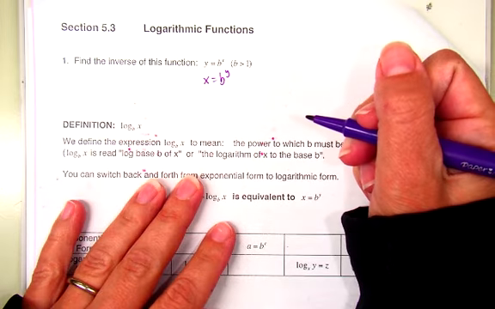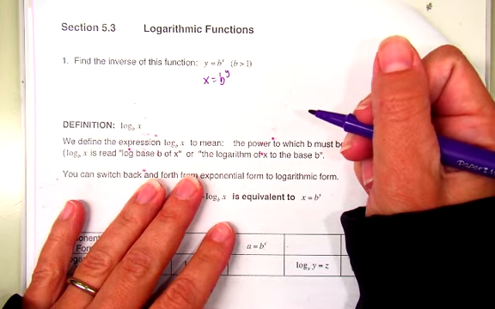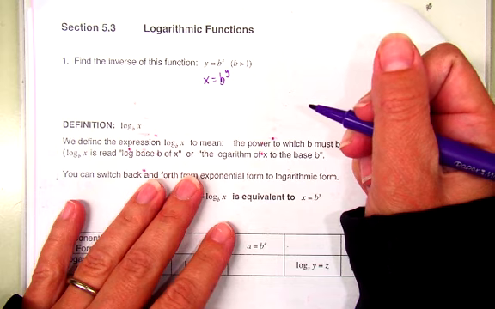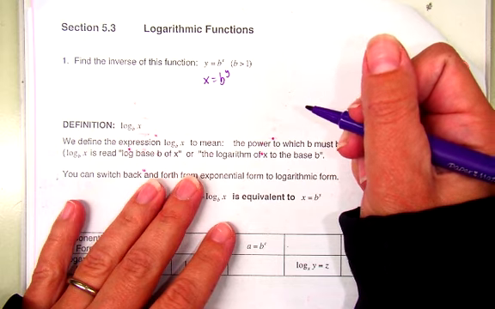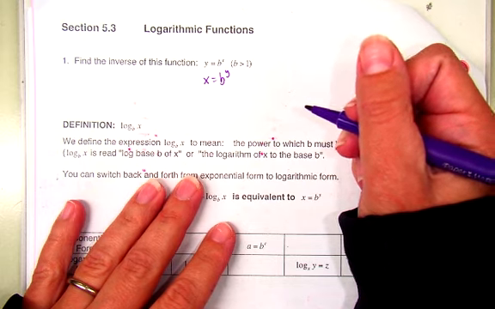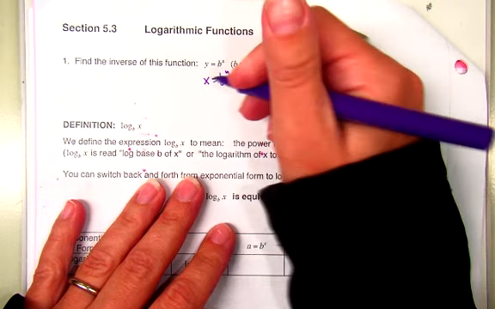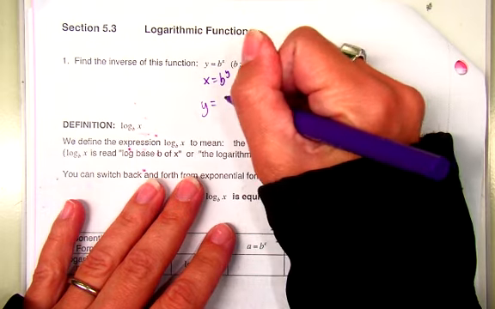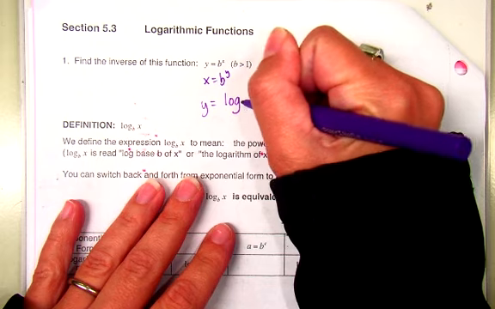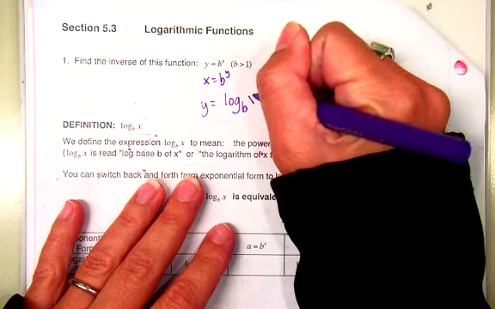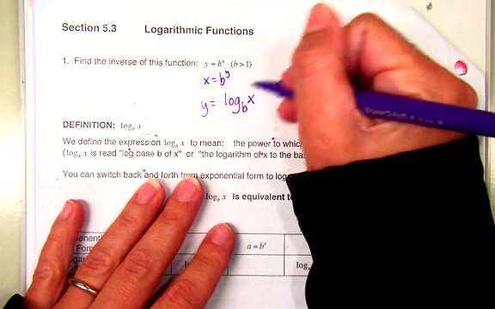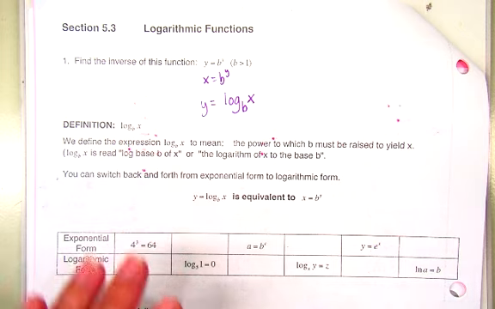Okay? So now I switched it, but what do I do? My next step is that I'm supposed to be able to solve for y. It's kind of difficult to solve for y since it's the exponent. So the only way we can do this is by using a log. Y in this case is equal to the logarithm base b of x. And that's how we would solve this inverse.